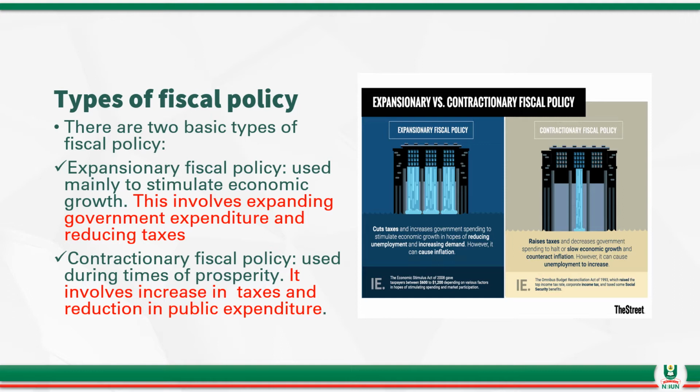So if any of these policies is misguided, for example, if the economy is in inflationary period and you are using expansionary fiscal policy, you discover that inflation will go hyper. So we have to be careful to understand the nature of the time that is prevailing, and then we can adopt the type of fiscal policy that is appropriate.